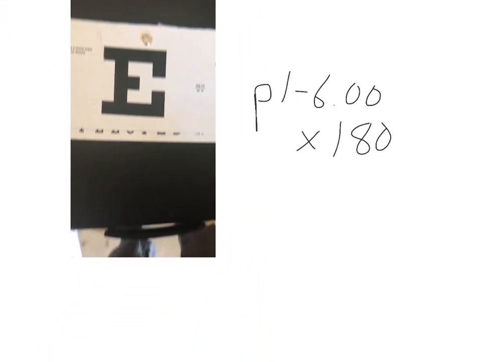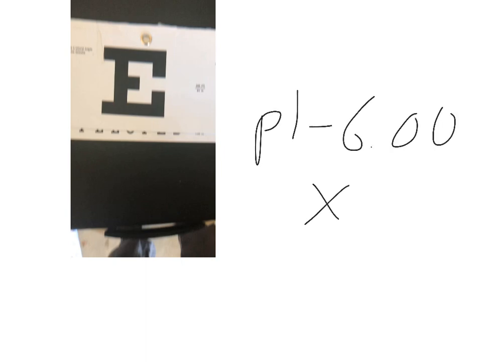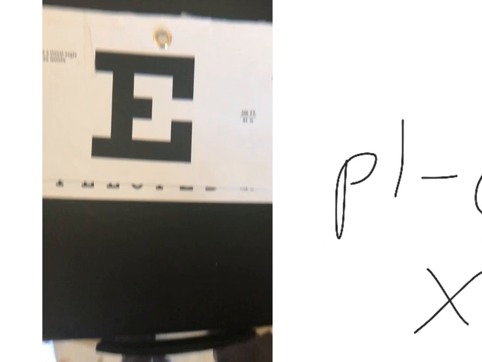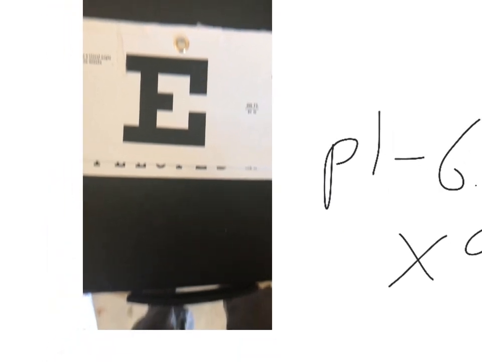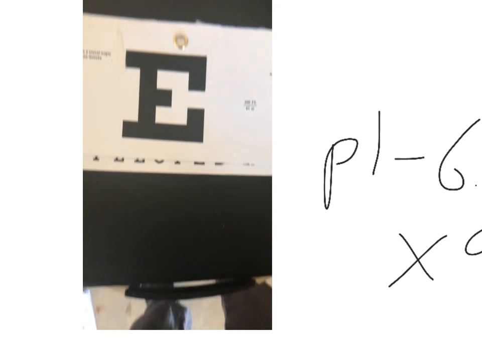Now, I can change the axis. So instead of having 180, I can do plano minus 6 at axis 90. So what do you think would happen if I do that instead? Let's see. Let's play the video.